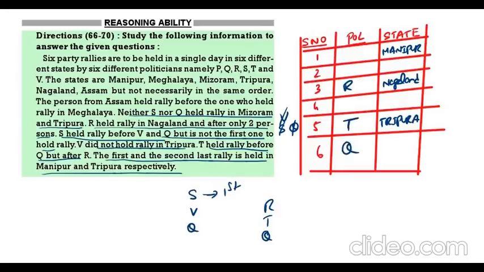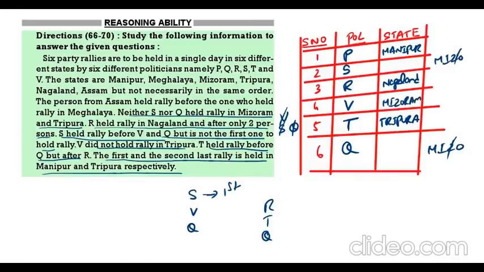So T will come here. Then Q will come here. Then S is not the first, but after S it is V. Then we are left with P, so P is first. Then neither S nor Q is held in Mizoram, so S is not Mizoram, Q is not Mizoram. So V will be Mizoram.